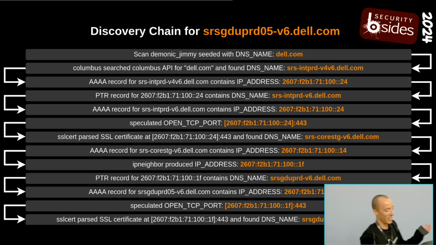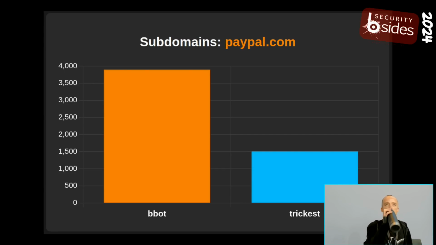Okay, so these are the crazy discovery chains, and this is how BeeBot works. Every single piece of data that BeeBot discovers has this discovery chain, and it's very interesting. You can just look at it and see exactly how it found it. Here's PayPal.com, over twice as many subdomains.